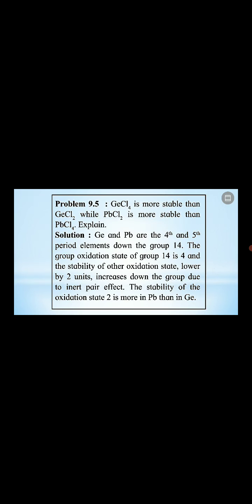Before this, we saw problem 9.5. GeCl4 is more stable than GeCl2, while PbCl2 is more stable than PbCl4. Explain. Let us solve the problem. Solution: Ge and Pb are the fourth and fifth period elements down group 14. The group oxidation state of group 14 is 4, and the stability of the other oxidation state, lower by 2 units, increases down the group due to the inert pair effect. The stability of oxidation state 2 is more in Pb than in Ge.